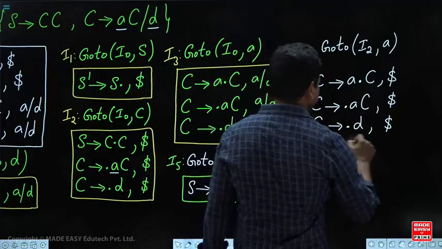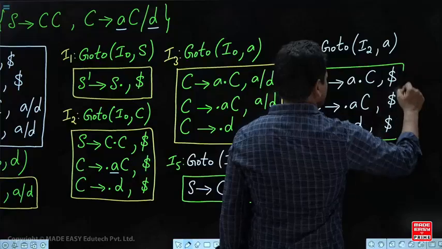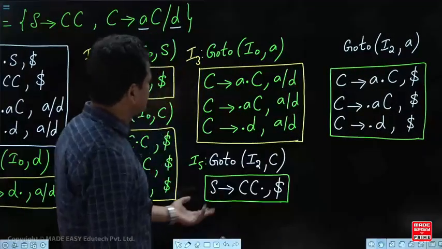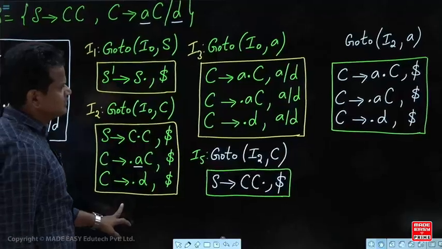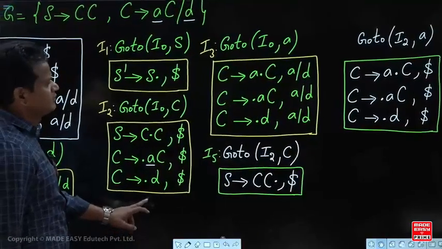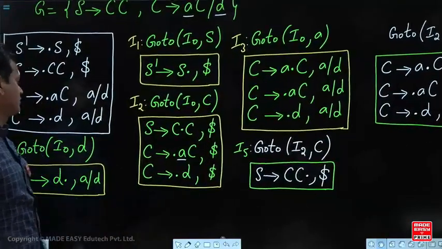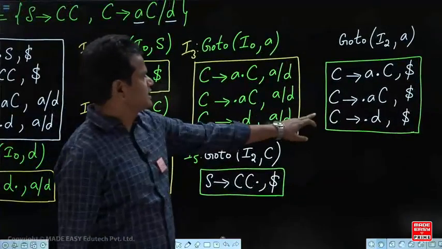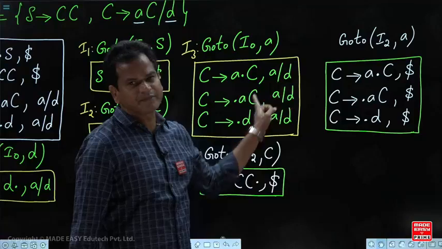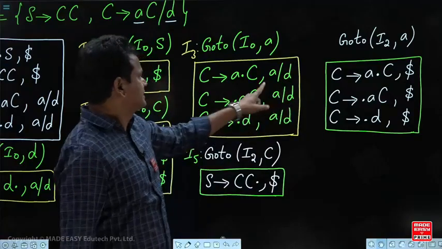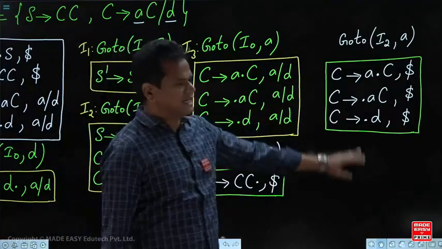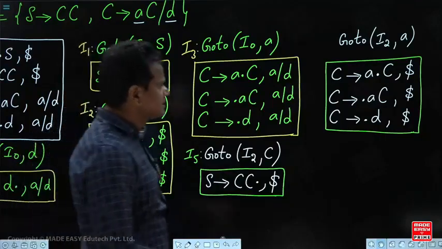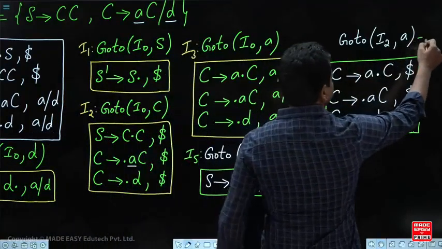So close this one and just observe, is this state already derived? Do we have this same state earlier anywhere? Now look at this whole one. That new state is almost equal to this one. See this one, this is I3, but this and this are not exactly the same. If everything is the same, then only you can say Goto(I2, A) is I3.